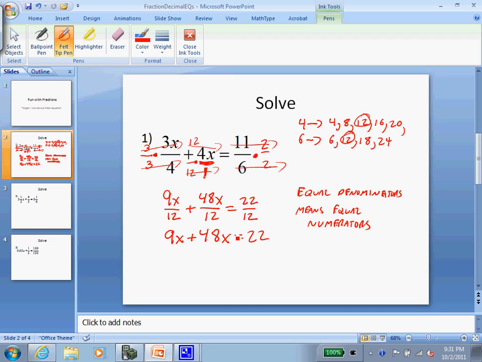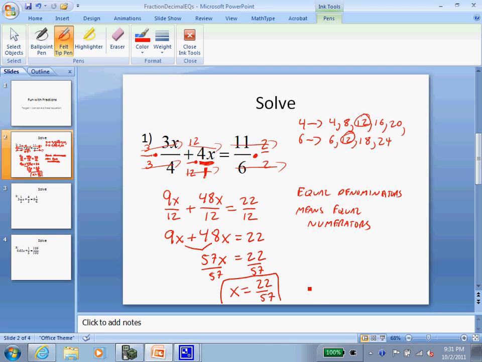I see the left side isn't completely simplified, so I'm going to cover up this side right now. And then I see 9x plus 48x, that simplifies to 57x. And now that that's simplified, let's go ahead and bring back the 22. Divide by 57. And we have x equals 22/57.